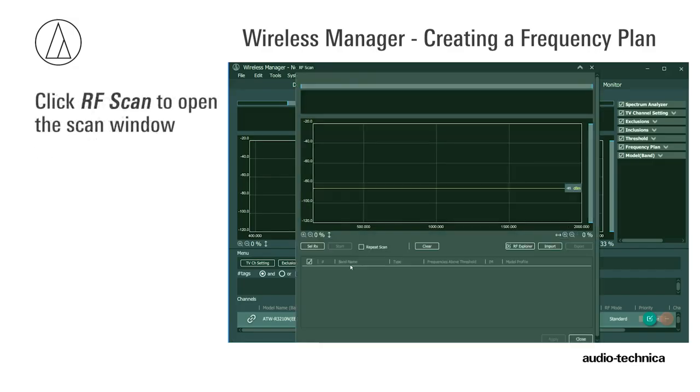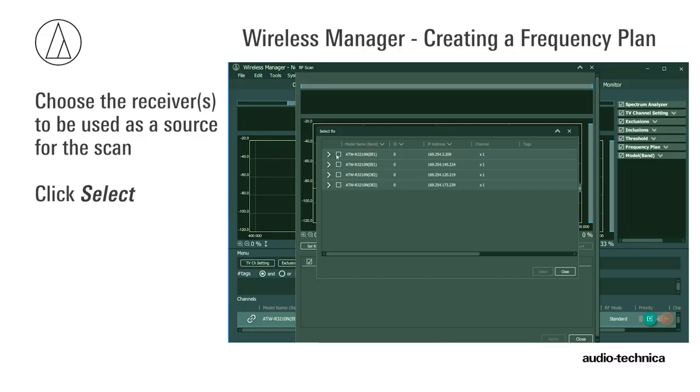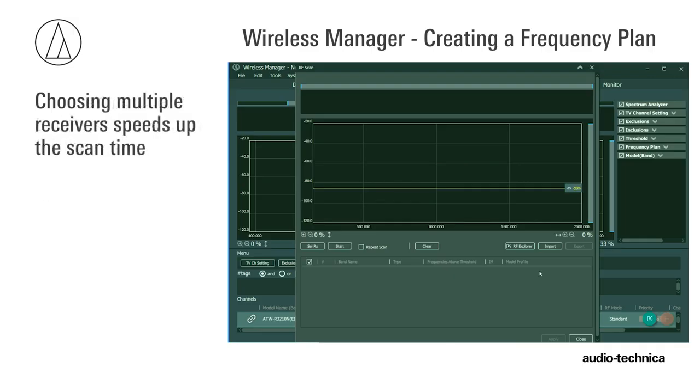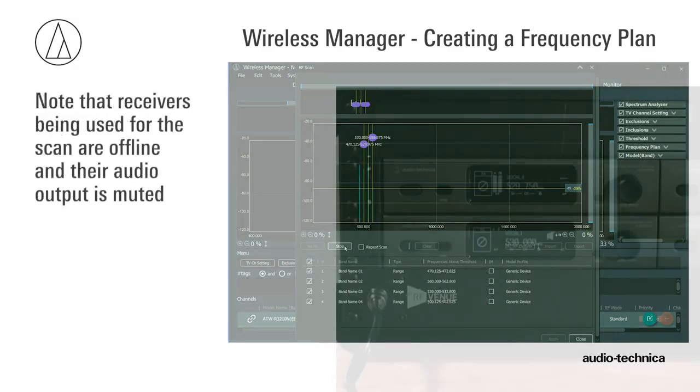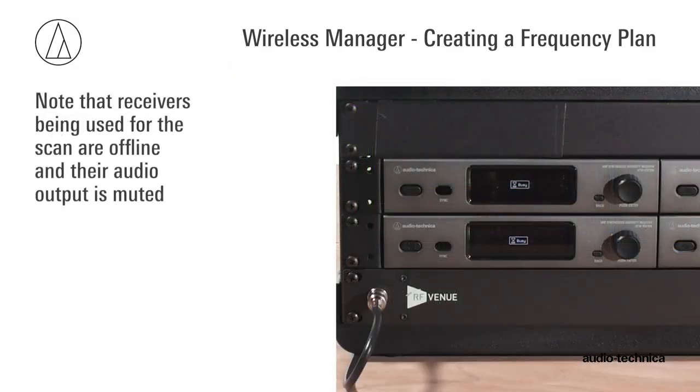Click RF Scan to open the scan window. Click Select RX. In the Select RX window, choose a receiver to be used as the source for the scan and click Select. Choosing multiple receivers speeds up the scan time. Clicking Start begins the scan. Note that the receivers being used for the scan are offline and the audio output is muted.